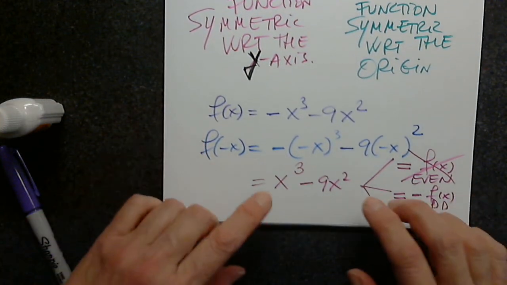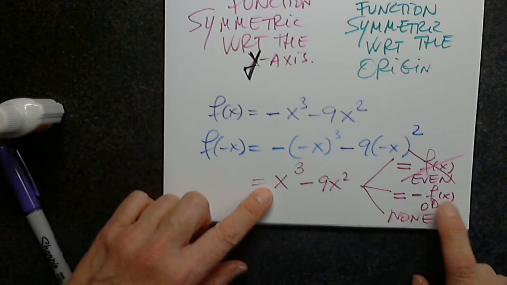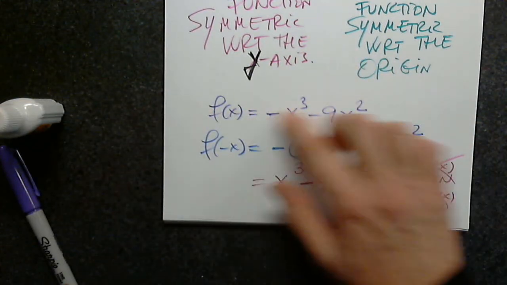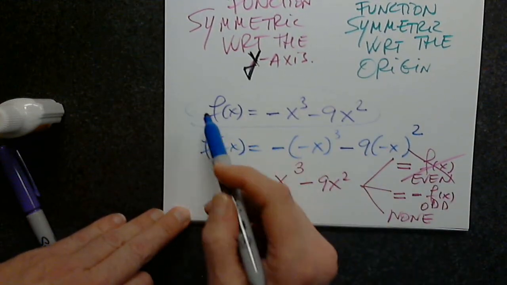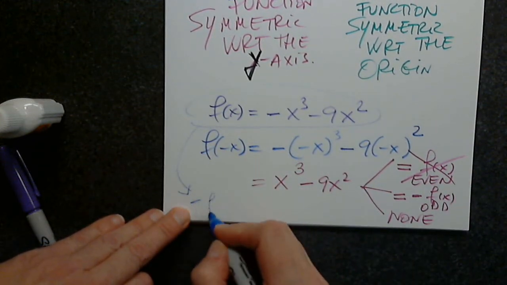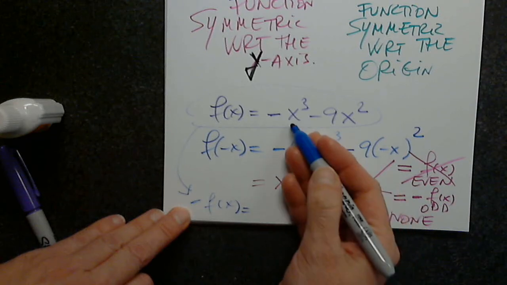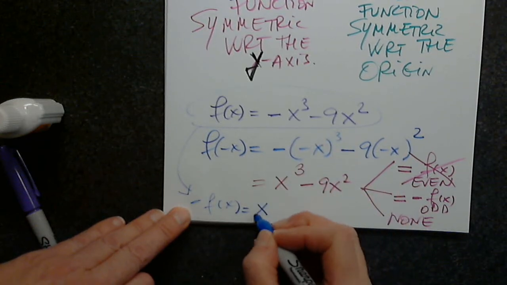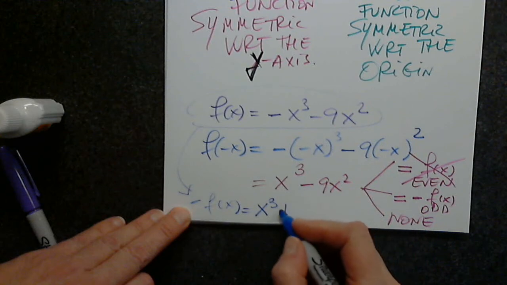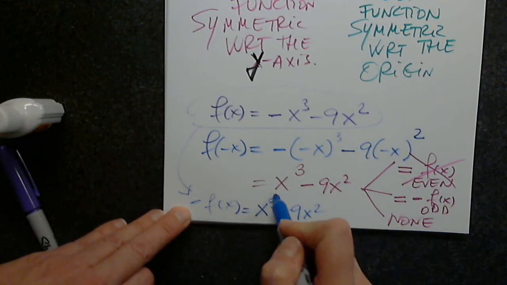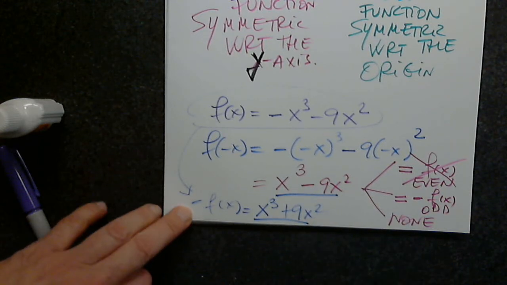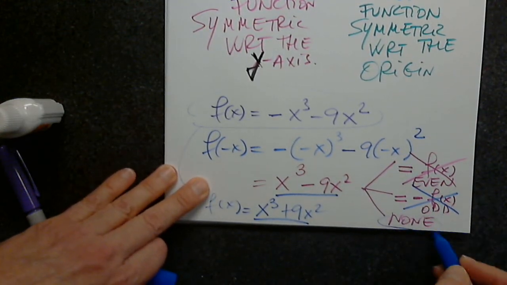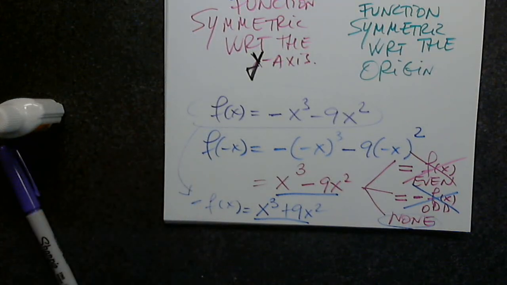Now, I have to compare this to the opposite of the function. So please multiply both sides by negative 1. When I multiply both sides here by negative 1, I get negative f of x. This times negative 1 is this, this times negative 1 is this, and now I compare this to this. Are they identical? No. So the answer is this function is not symmetric. It's neither even nor odd.